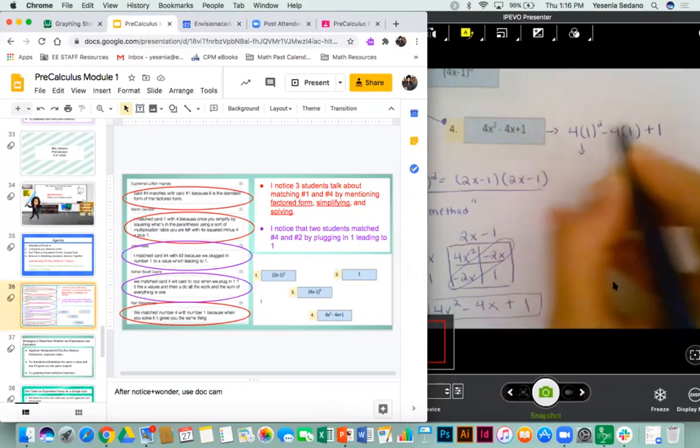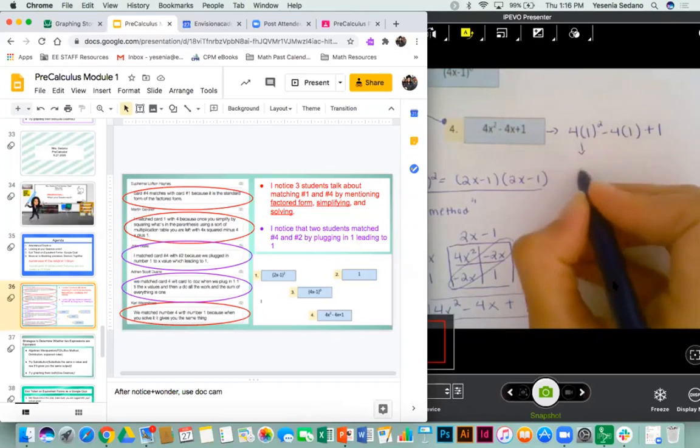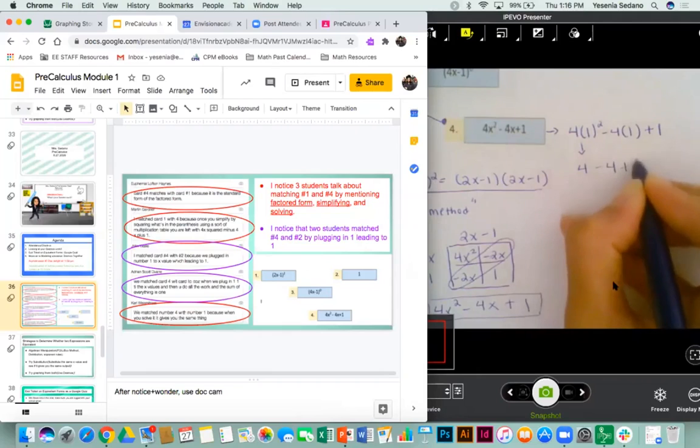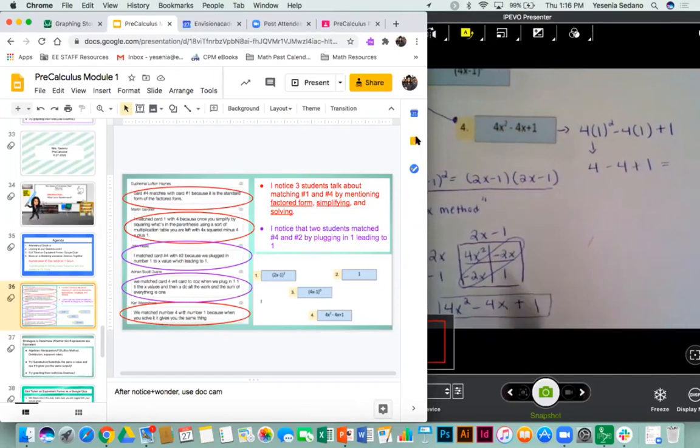So I'm going to simplify. So 1 squared is 1. 1 times 4 is 4. Minus 4 times 1 is 4. And then you got plus 1. So we have 4. Yes, you want to copy this down in your notes, because your homework today, you will be matching up equivalent expressions. You want to make sure you have this down. And then sometimes I might be having you turn in the notes. Today might be that time. So just always copy down your notes.